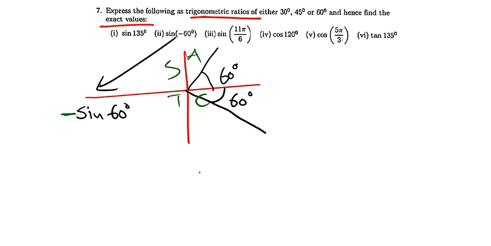So negative sine 60. Now if you go to a 30-60 triangle, I'll show you again just to remind you of what you're supposed to know by heart.